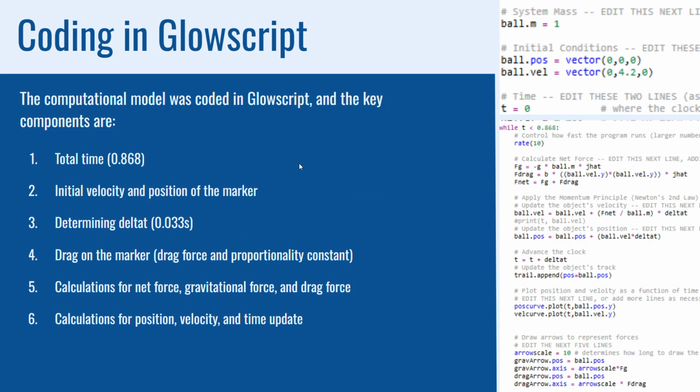For the coding in GlowScript, it was actually relatively similar to some of the past labs. I just had to input our total time, initial velocity and position, delta t. I had to calculate the drag force on the marker so that we're being accurate here, and then gravitational force, and then net force, obviously, and our net force goes into the velocity and position updates as well.